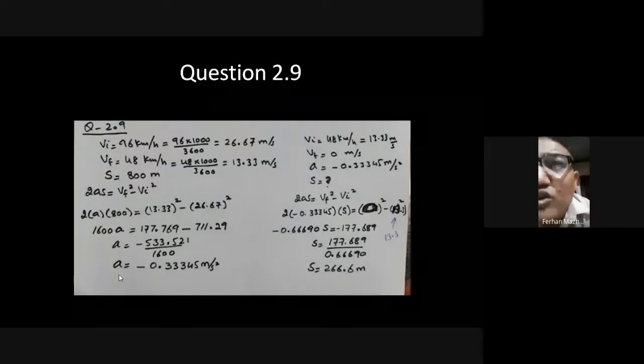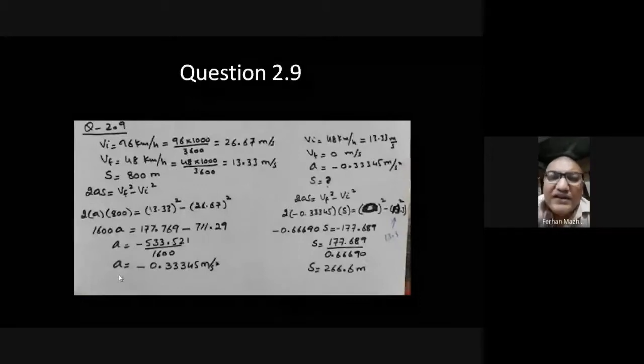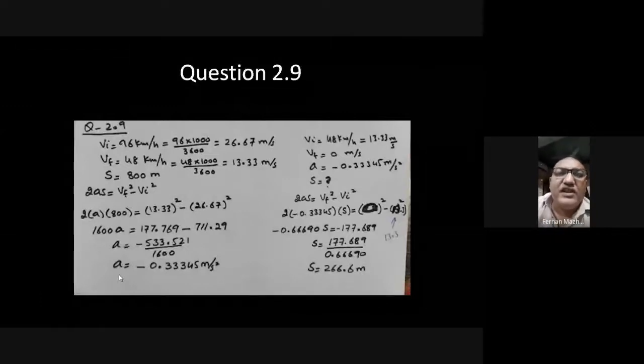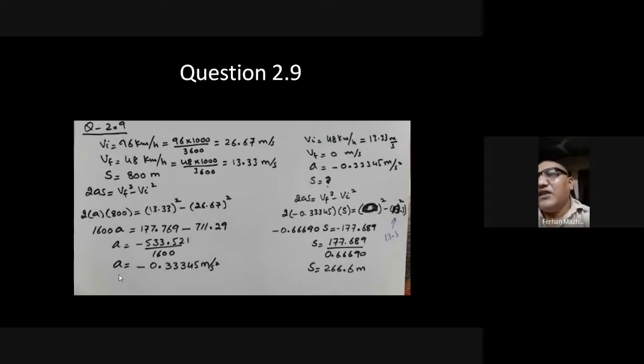So the deceleration value when the speed decreased from 96 to 48 and the train covered 800 meters, in meters per second squared, is 0.333. That is the deceleration. Okay. Now their actual question is how much further it will go. Now we are talking about the second portion. Here the speed will go from 48 kilometers per hour to 0.